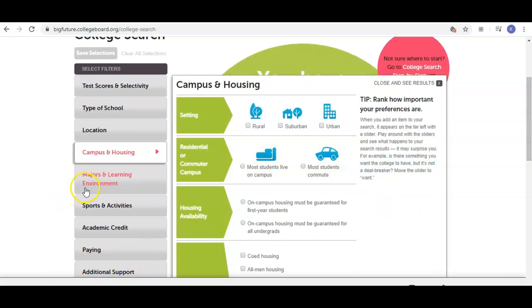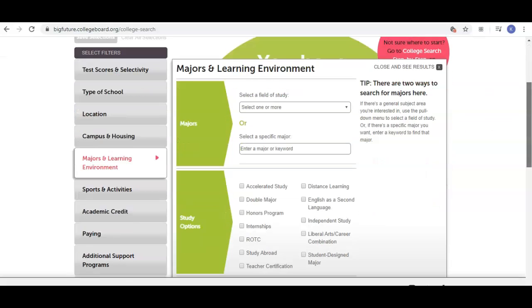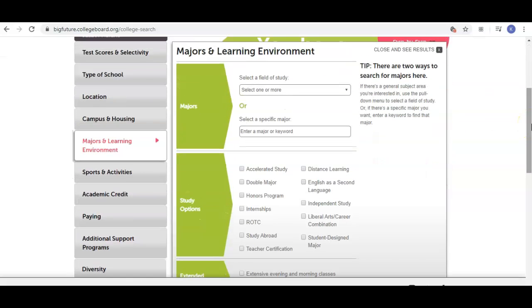Next, majors and learning environment. For many of you now, all of you have researched a career.